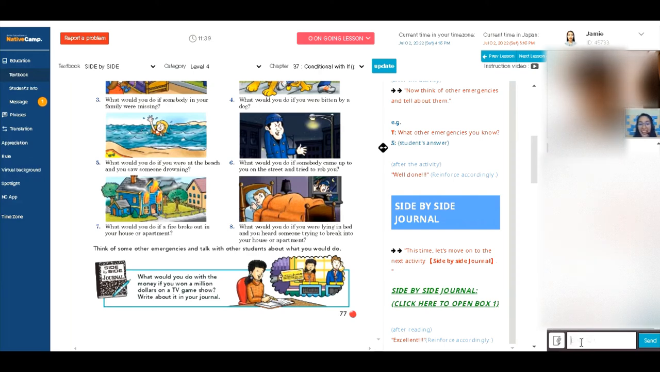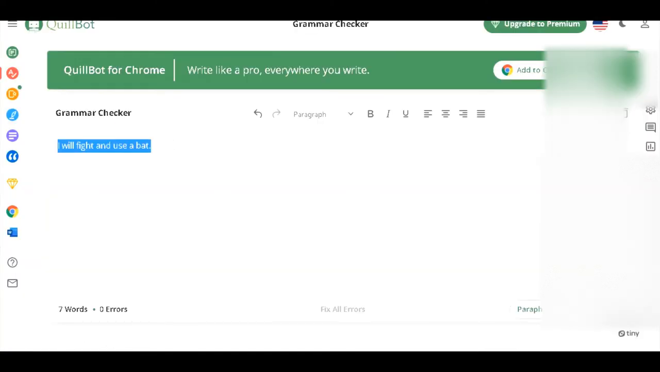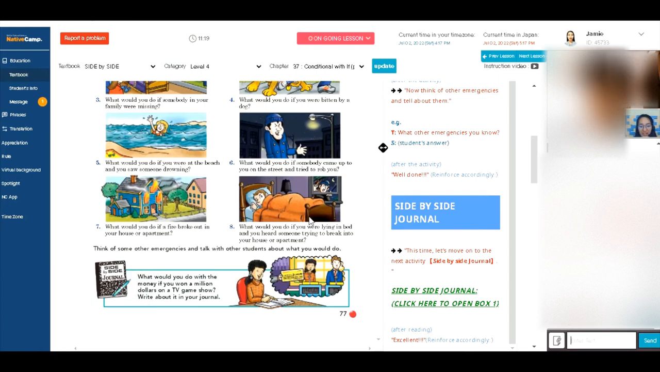No. So how about if that happens, just for example? What will you use? What will you use if you don't have a bat? I will use loud voice. This loud voice. But what do you mean? You will shout? Yeah, shout. You will shout for help. Okay, very good.